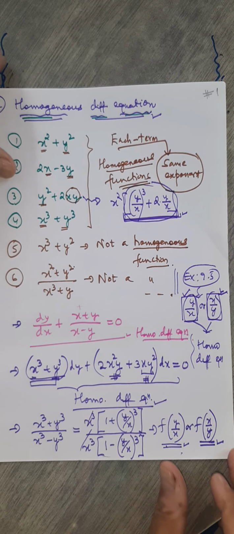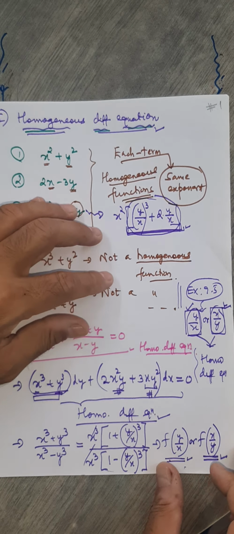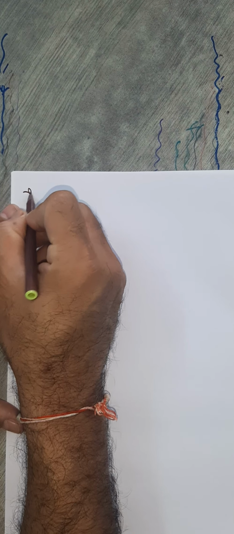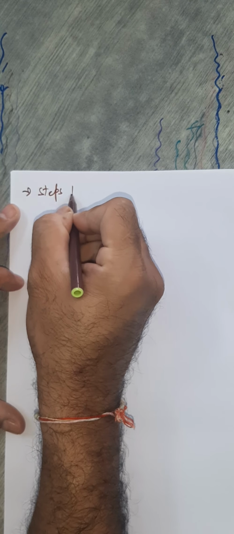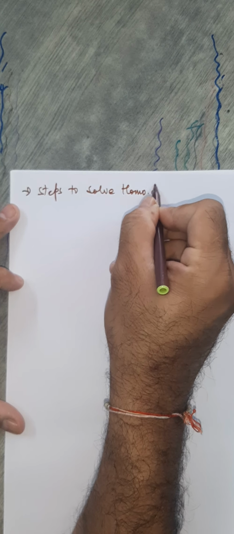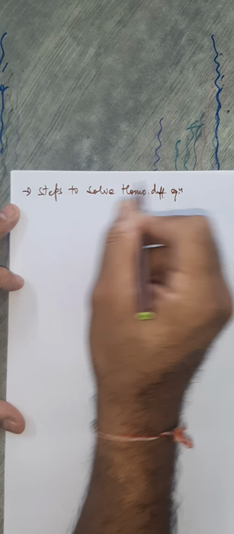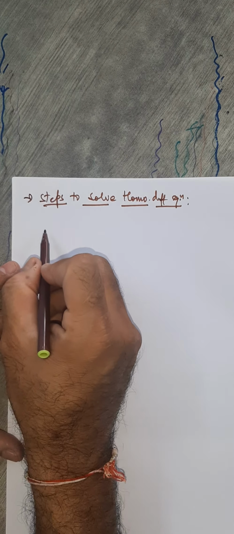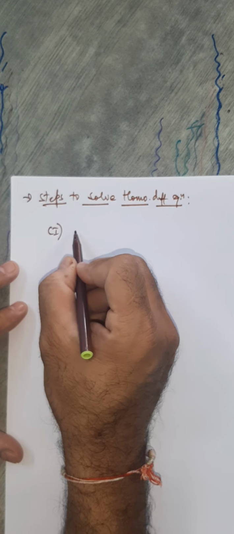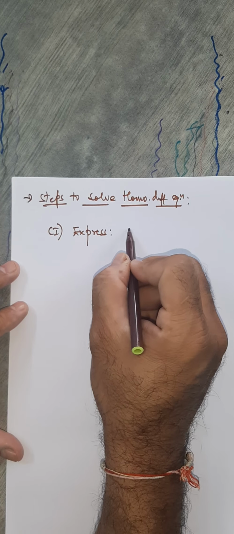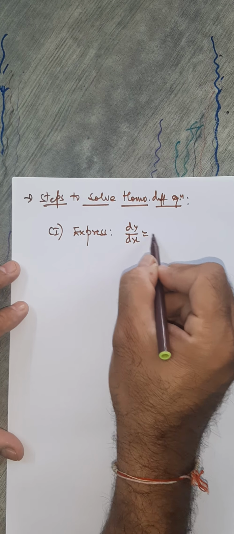Okay, so I'll write the steps to solve the homogeneous differential equation. Steps to solve the homogeneous differential equation. So the first step is here. Step number 1 is you express the given homogeneous differential equation in dy by dx equals to some function.